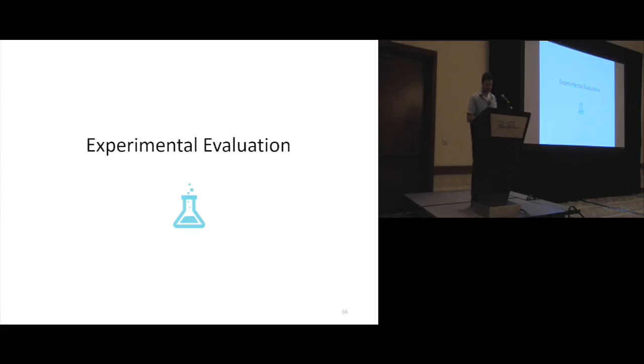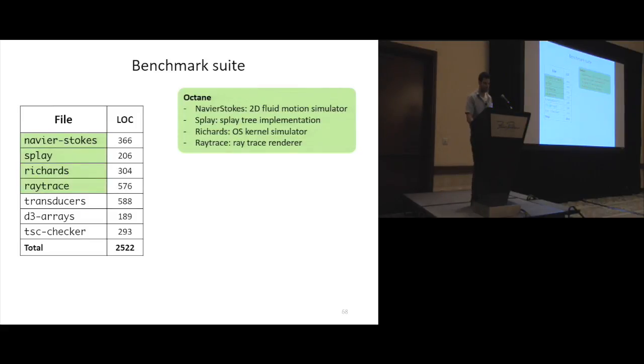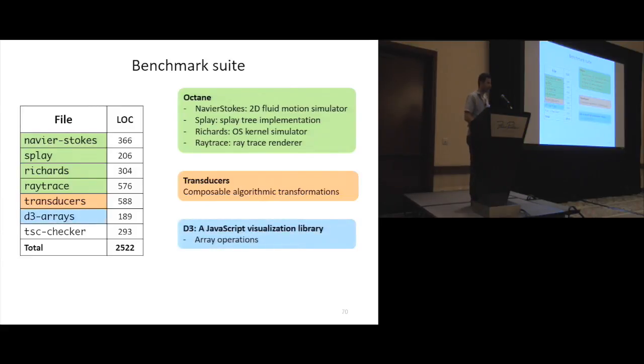Moving on, I'm going to give some info about how our experimental results were, and I'll start by describing our benchmark suite. Most of our benchmarks were taken from the Octane suite, in particular Navier-Stokes, Richards, and others. We also checked the transducers library, which is a JavaScript library for composable algorithmic transformations, parts of the array manipulation module from the D3 JavaScript library, and parts of the TypeScript compiler. The total tally for lines of code was about 2,500 lines.